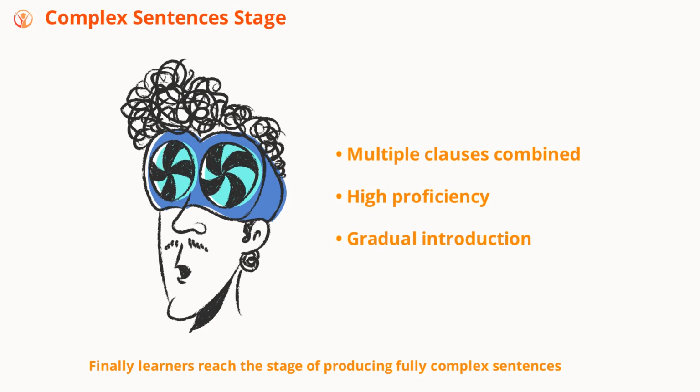Finally, learners reach the stage of producing fully complex sentences, combining multiple clauses and ideas. For example, "Although it was raining, we went outside because we wanted to play." This level of grammatical sophistication reflects a high degree of cognitive processing and language proficiency. Teachers should introduce these structures gradually, ensuring learners are ready for the challenge.